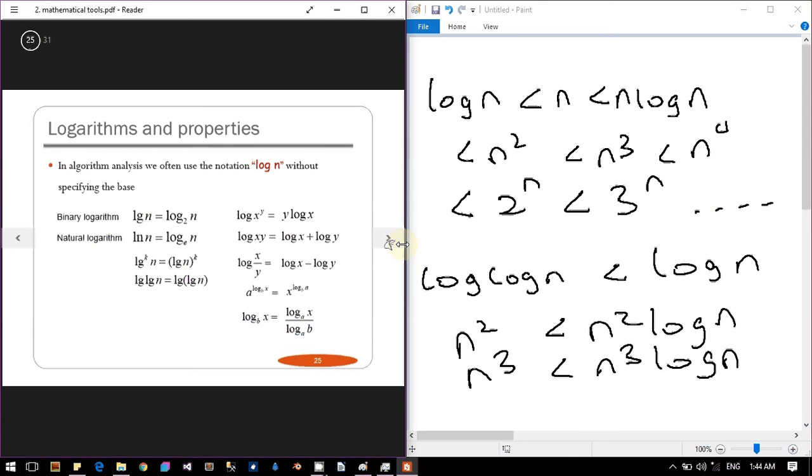Now these are simple logarithm rules. Log x raised to power y is the same thing as y log x. Log xy is the same thing as log x plus log y.